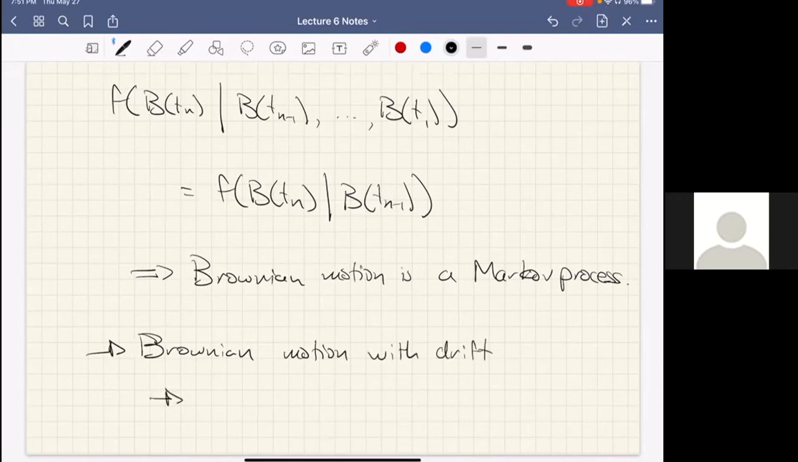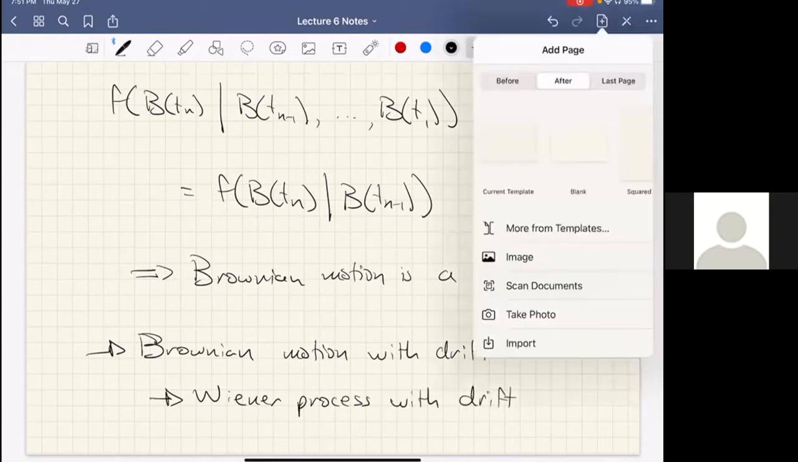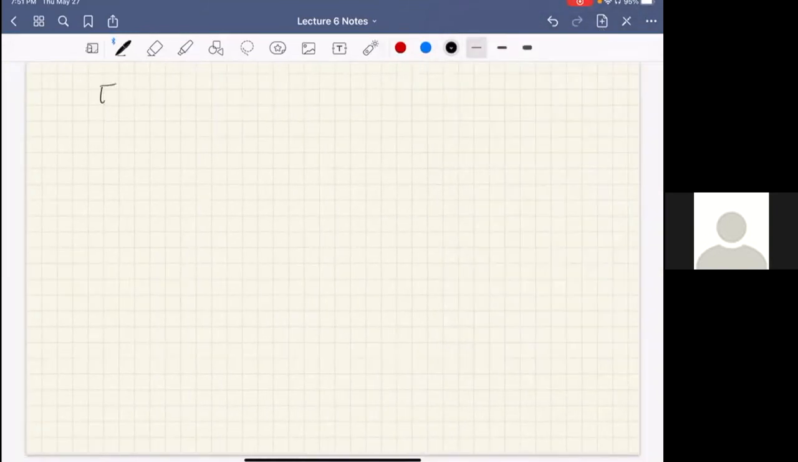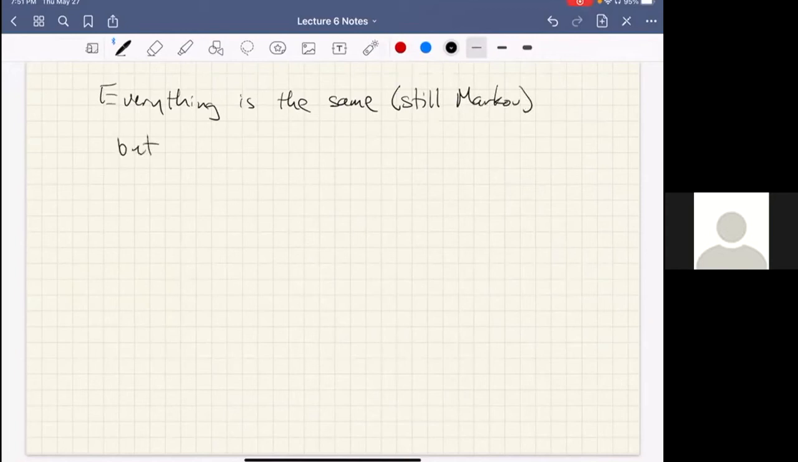So it's still a Wiener process, but it's a Wiener process with drift. And basically what happens is everything is the same. It's still Markov. But the increments are distributed as follows. Now, if you think about it, what we had before, I'm going to write what we had before and then I'm going to erase it. So just fair warning. This is distributed. This is what we had before. It was mean zero and variance sigma squared (T2 minus T1).